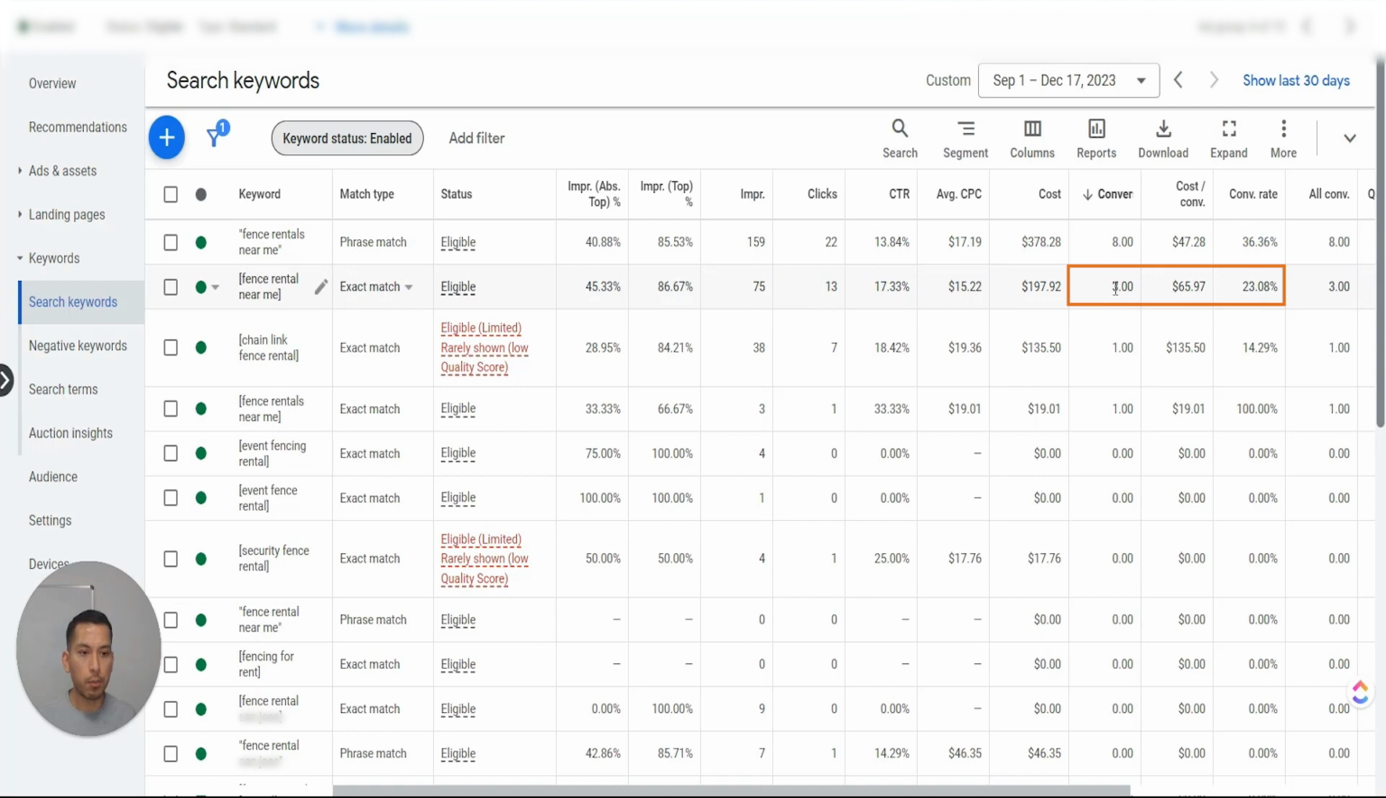And then we got fence rental near me, 3 conversions there, $65.97, 23% conversion rate. Chain link fence rental is not doing too hot. We got 1 lead for $135.50 with a conversion rate of 14%. So I do have to talk to the PPC team.